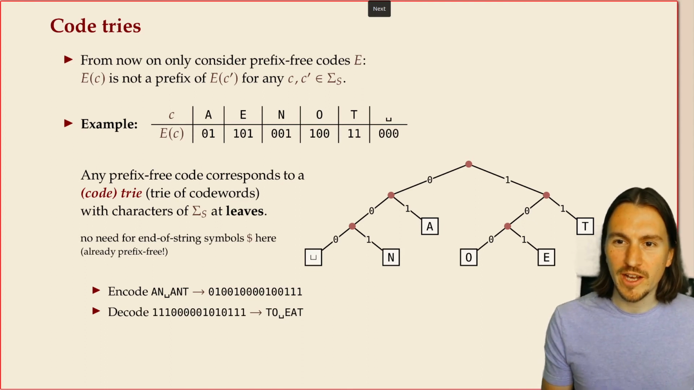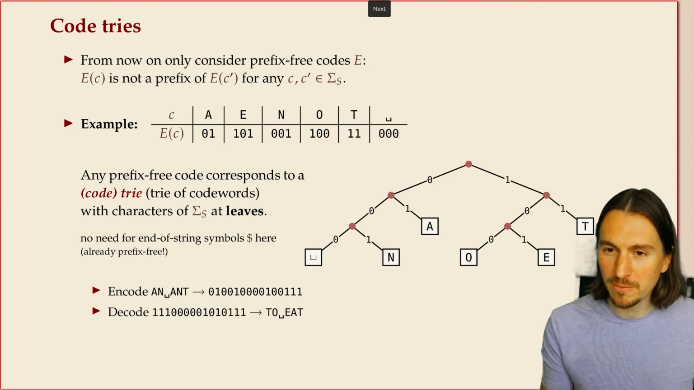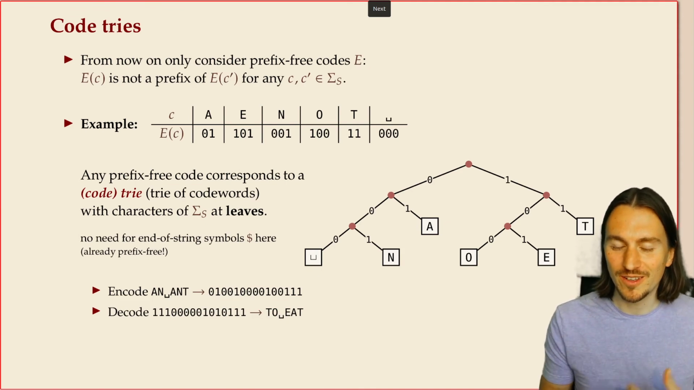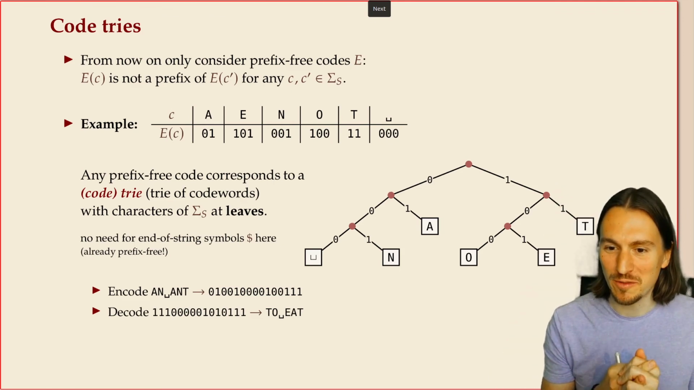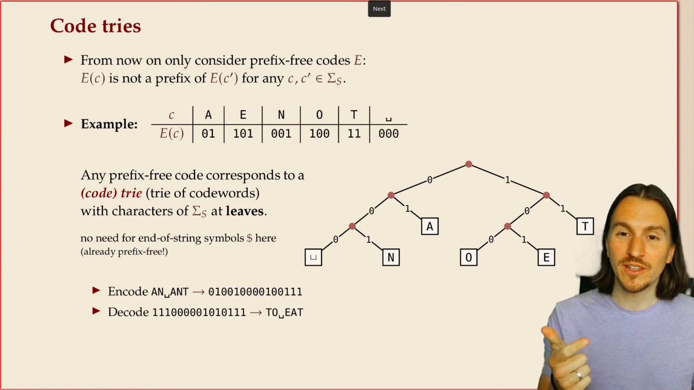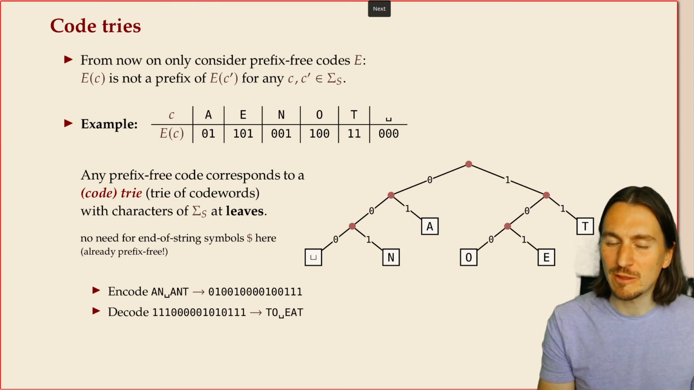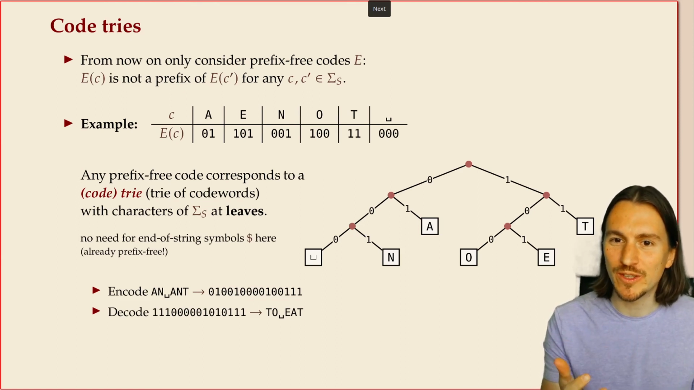So the code trie has two main purposes. It's convenient for decoding. An efficient traversal in this trie is an efficient algorithm for decoding. Second cool thing about the trie is it makes it very obvious and explicit if a code is prefix free or not.